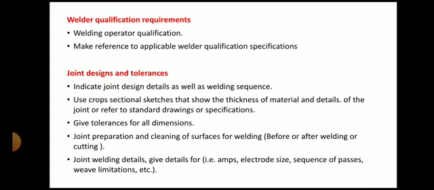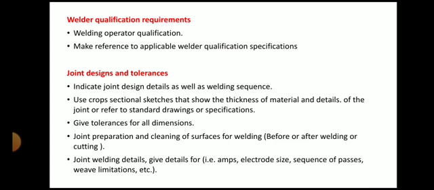Then joint design and tolerances. It will contain the information about the joint. You can join two different plates with a lap joint, butt joint, corner joint, edge joint, or T joint. The information related to the joint, that also you have to provide in your WPS document. So indicate joint design details as well as welding sequence, all the information about the joint and the sequence of welding.